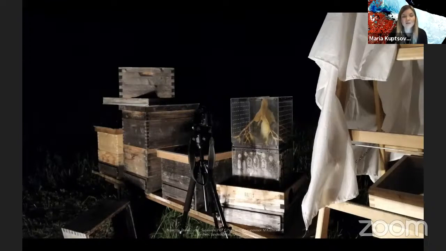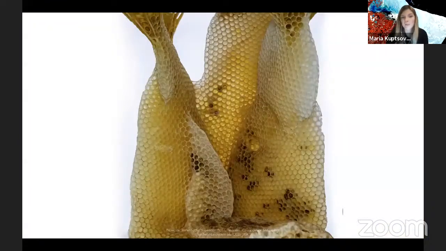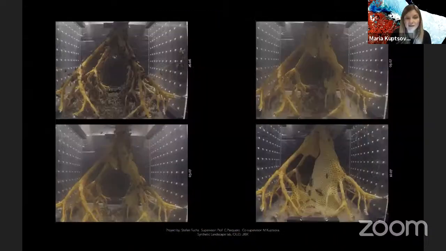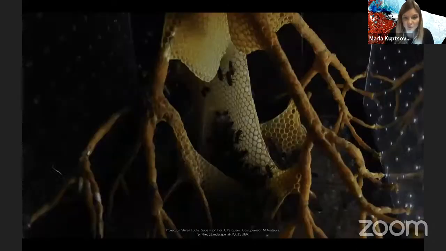And here, maybe from the idea of the landscape, we are switching to the idea of morphology, you know, how we could, for example, use the properties and the ideas of the distribution of the morphologies done by the bees in order to create some architectural proposals.